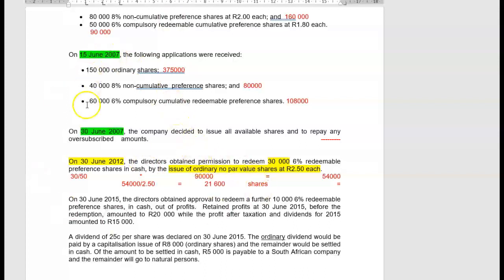So let's recap. We have issued share capital, redeemable pref shares of 90,000 Rand. We are going to redeem 30 of the 50,000, so 60% we're going to repay. How much is 60% of 90,000? That equals 54,000 Rand. So we have to repay those shareholders 54,000 Rand. So we have to raise new capital. So we're going to issue ordinary shares to the general public out there to the value of 54,000 Rand. Now those shares are going to be issued at R2.50 each. So the capital that we're going to repay is 54,000 Rand divided by R2.50 a share, which means that we're going to issue 21,600 ordinary shares.